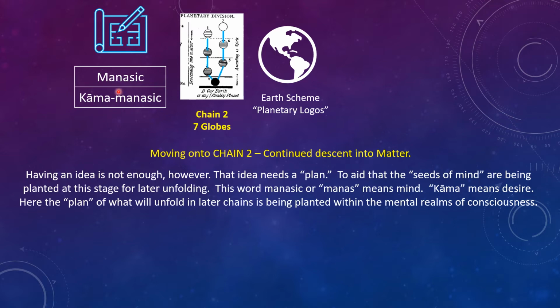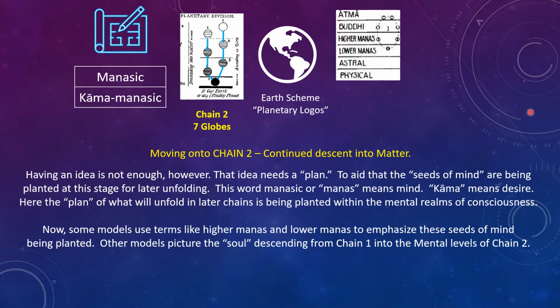We need the monastic plane. So the seeds of mind are being planted at this stage for later unfolding. And the word monastic or manas means mind, and kama means desire. So here the plan of what will unfold in later chains is being planted within the mental realms of consciousness. And we have to have the desire mind to create the plan for that to happen.